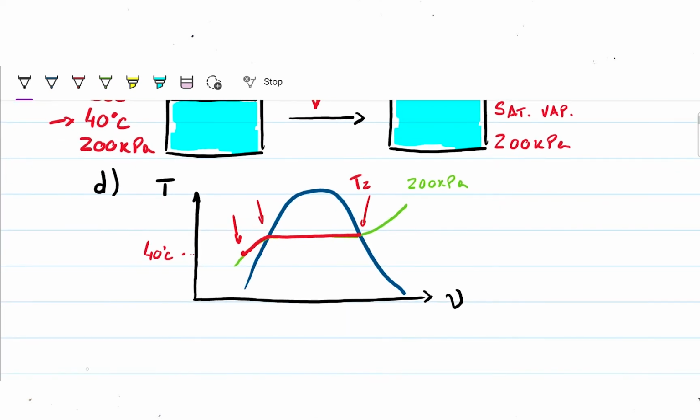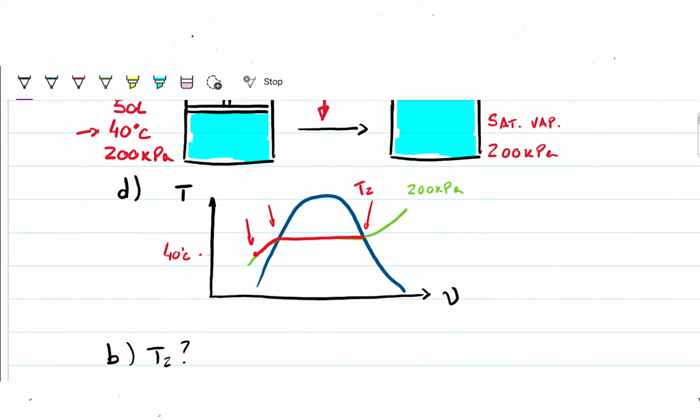I'm going to go to the pressure table to solve for B and to find out what is T2. What I'm going to do is go to the pressure table at 200 kilopascals, and read off the table what is the saturated temperature. So let's go ahead and do that.